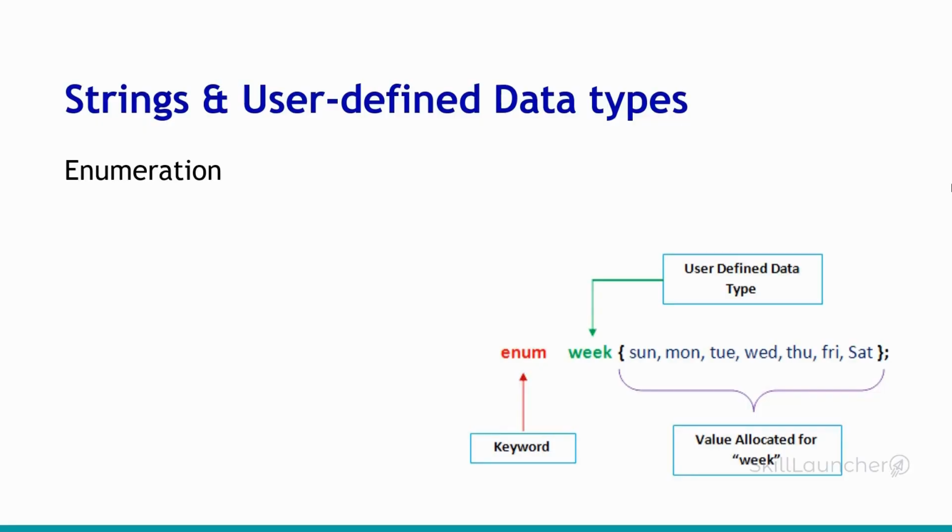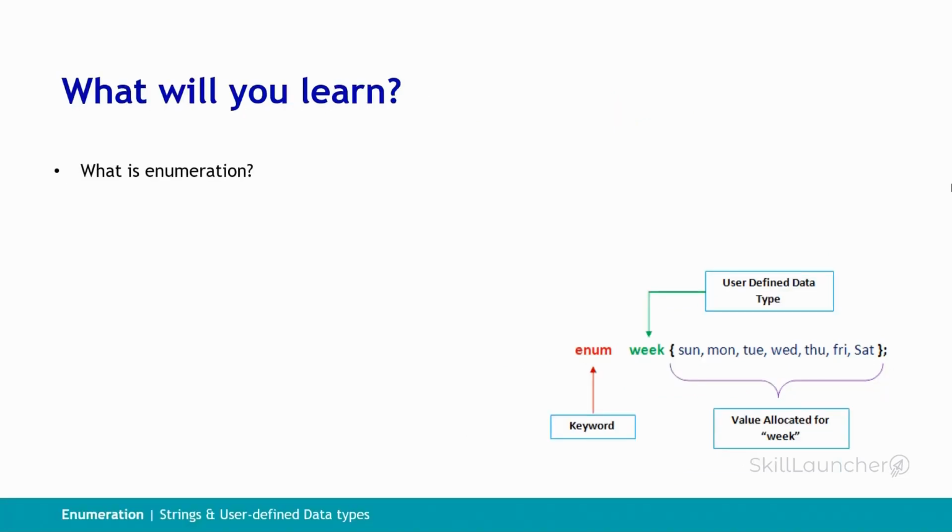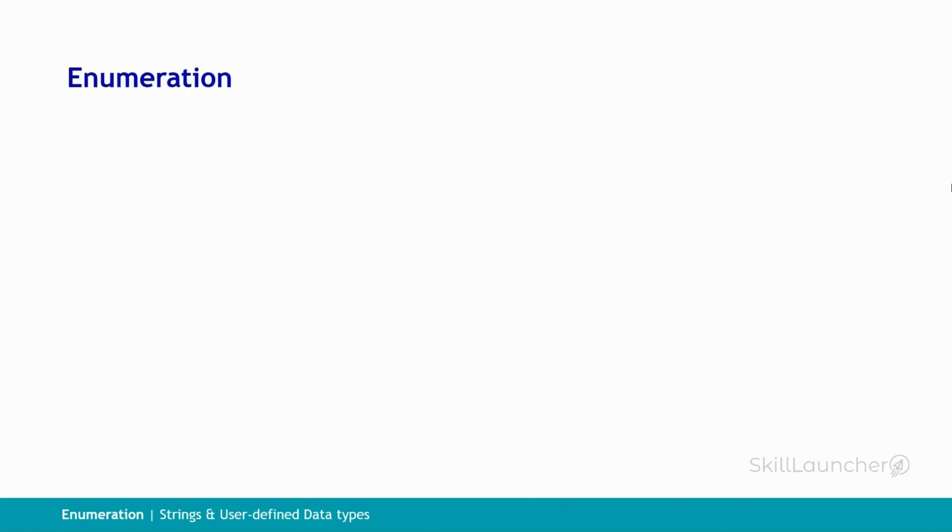The next user-defined data type we would be learning is enumeration. Enumeration is simply assigning some integer values to limited variables. These values are declared by the programmer. So in this lesson, we would be learning what is an enumeration, the syntax for defining and accessing the enumeration, and a simple example. So what is enumeration?